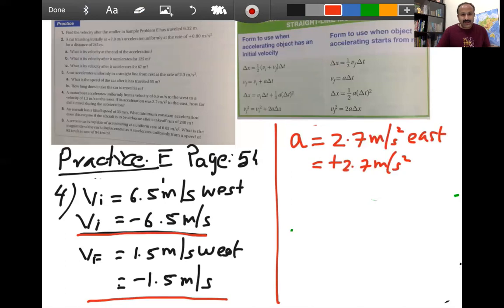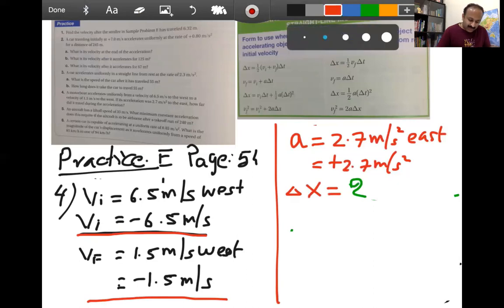Final velocity is less than the initial velocity. How far did the car travel during the acceleration? So how far means you are looking for delta x. So this is the unknown value. You have to find out this one, delta x. Okay, it's a question mark. So again, you may check which equation you can use. Here, VI is given, VF is given, A is given. You are looking for delta x, no time. So the equation you are going to use is the fourth equation.